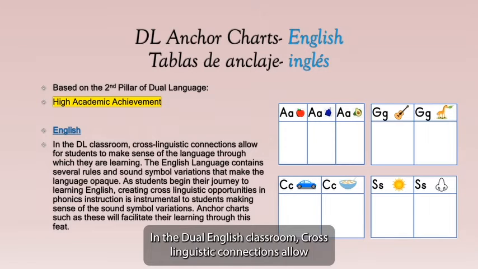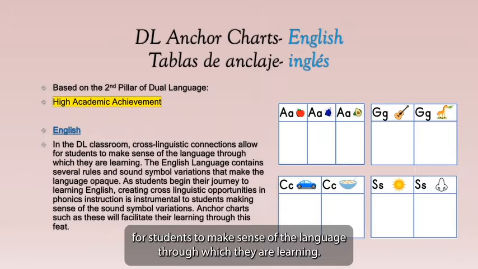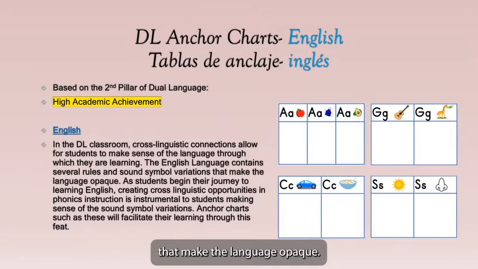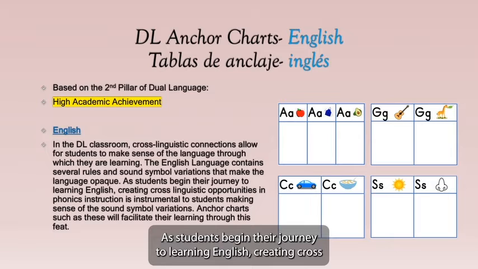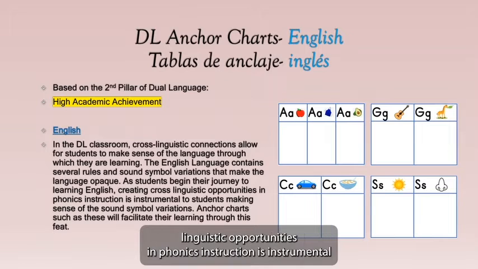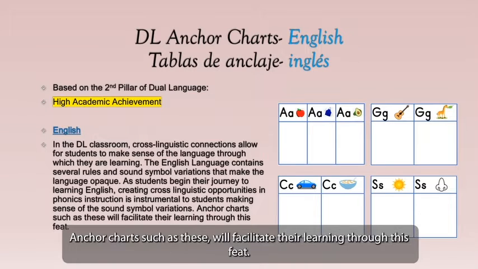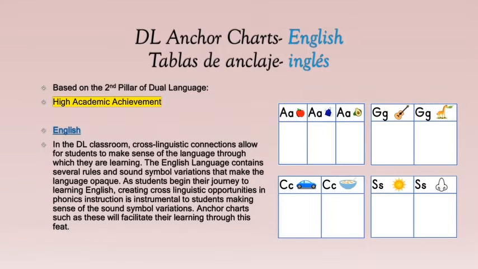In the dual language classroom, cross-linguistic connections allow for students to make sense of the language through which they are learning. The English language contains several rules and sound symbol variations that make the language opaque. As students begin their journey to learning English, creating cross-linguistic opportunities in phonics instruction is instrumental to students making sense of the sound symbol variations. Anchor charts such as these will facilitate their learning through this feat.